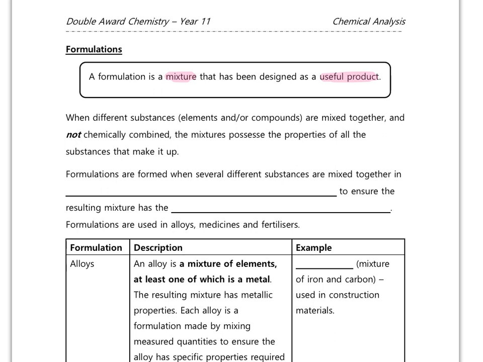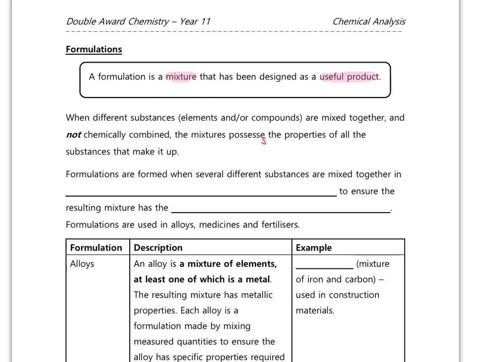Well, the properties of a mixture are such that when you mix substances together and do not chemically combine them, the mixture possesses the properties of all the substances that make it up. And there is an S that is missing at the end of possesses, so you can add that in. So when we mix different substances together, all of their properties are present within the mixture.